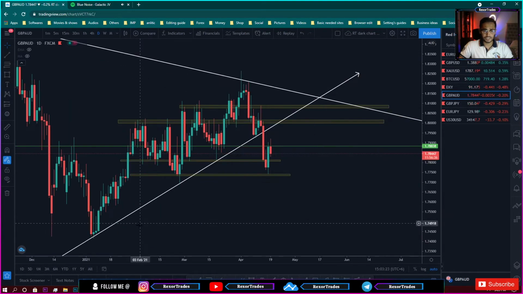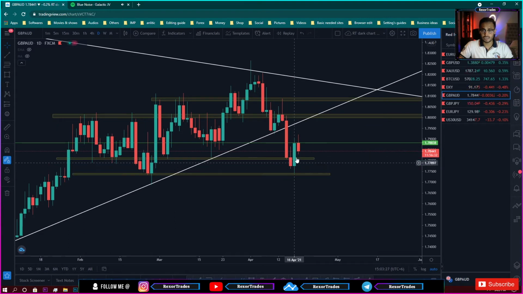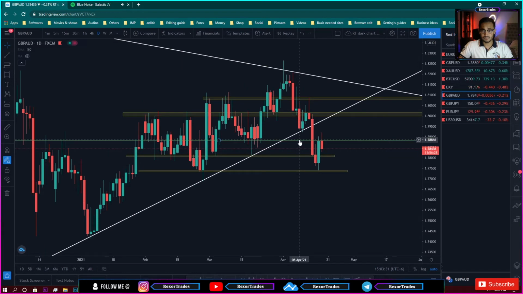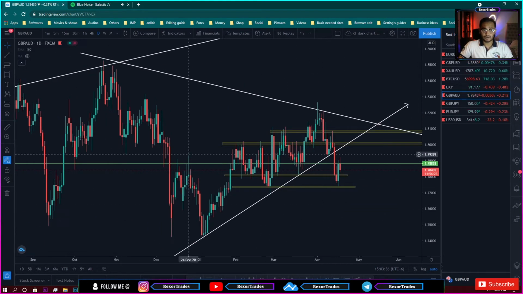You can see after breaking this long-lasting uptrend line, GBPAUD is currently trying to retest probably this zone, or probably this very zone right here, to move even further down, forming a downtrend like this maybe.